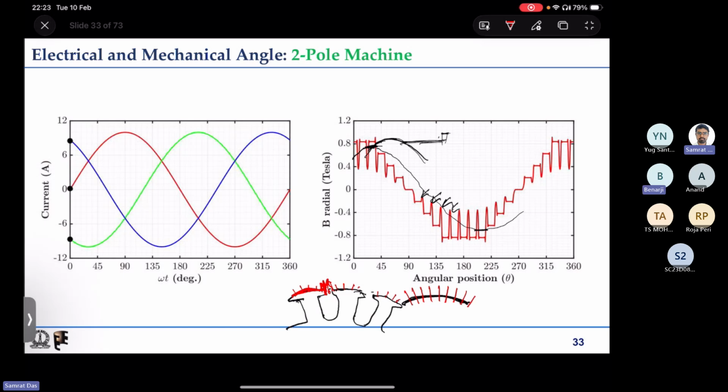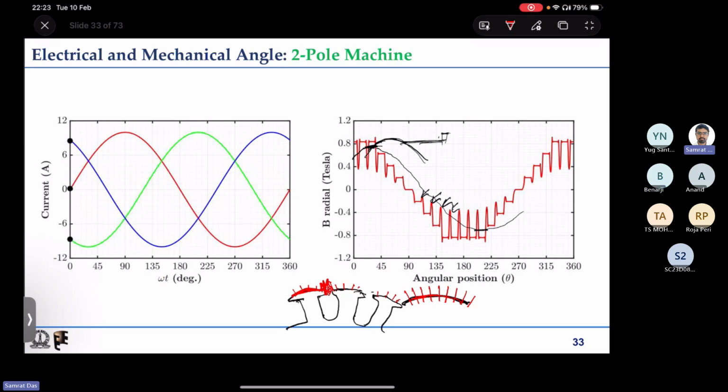In the tooth body portion you will have the flux density whatever you would have for a cylindrical surface. That is the same, a stepped type of waveform, whatever you would have if you did not have any slots. But because of slots, in the slot opening portion, flux densities will reduce.